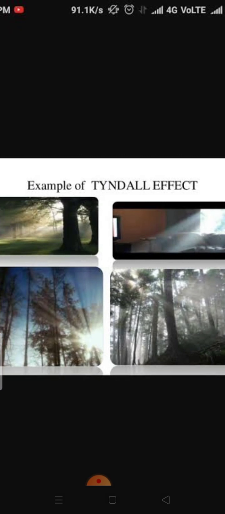Students, the phenomenon of the Tyndall effect is also observed when a beam of light from a projector is thrown on the screen in a cinema hall. The path of light becomes visible due to scattering of light by the colloidal dust particles present in the cinema hall. Right, so this is all about the Tyndall effect.